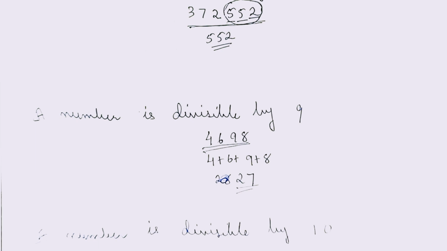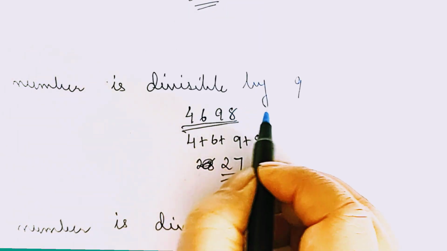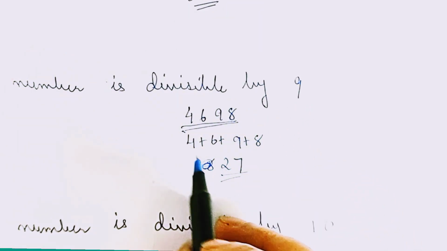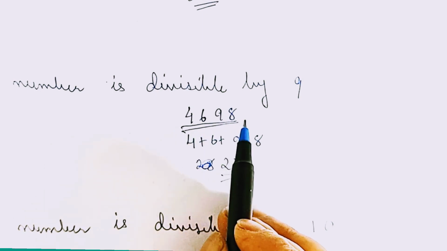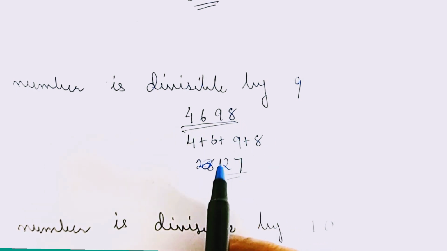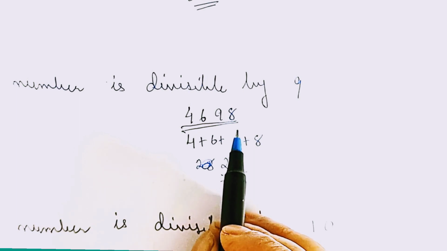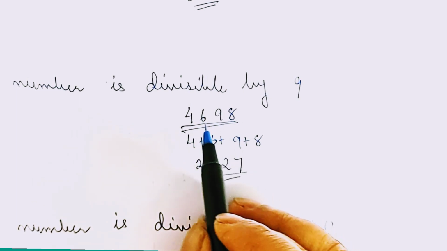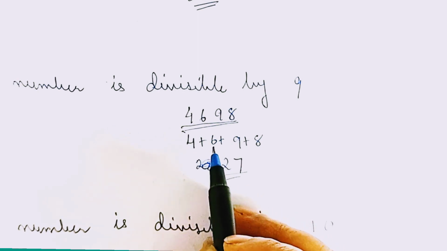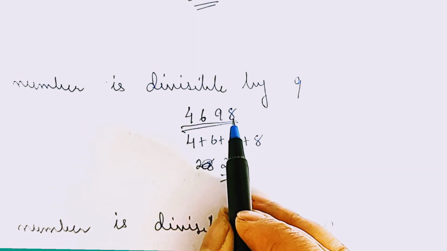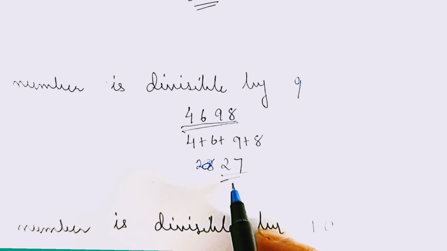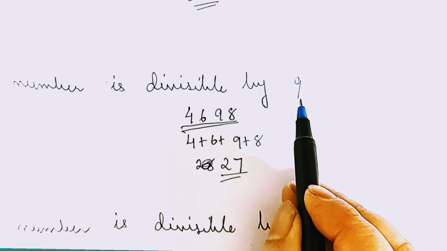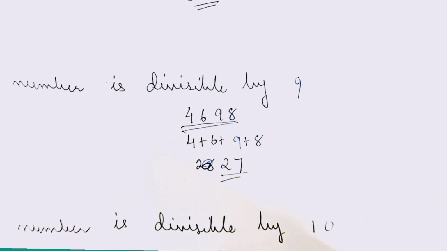So the whole number is divisible by 9. I have taken this number, 4, 6, 9, 8. In this case, similarly as with 3, you have to add the digits 4, 6, 9 and 8. I have added it and the answer is 27. Now see, 27 is divisible by 9, since 9 times 3 is 27. Therefore this number is divisible by 9.